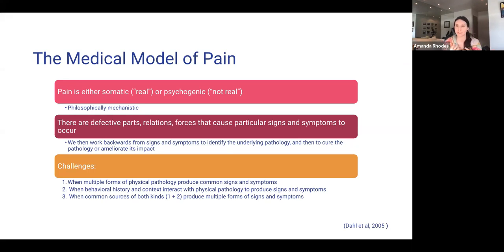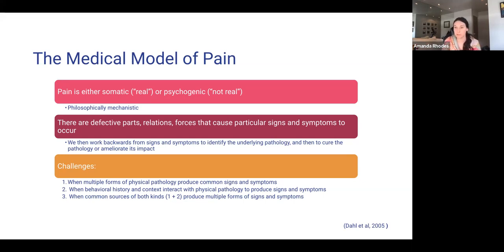And that's really important for us to understand because they're coming in with a perspective that is philosophically mechanistic. And what I mean by that, just bear with me, is that pain is either real or not real, psychosomatic. And that the body, from their referrals, where they come from, the context, depending on if they have a medical illness that they've been treated for, is often conceptualized as a collection of parts and relations and forces, like this biomachine, we kind of call it. And in that, there are defective parts, relations, forces that cause particular signs and symptoms to occur.